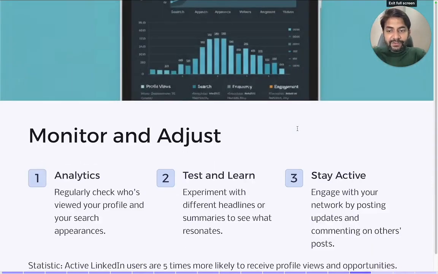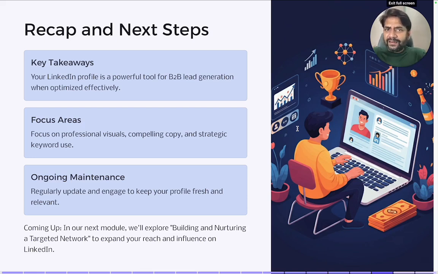Analytics: regularly check who has viewed your profile and your search appearances. Experiment with different headlines or summaries to see what resonates best. Stay active, engage with your network by posting updates and commenting on other people's posts. So engage the way you want to be engaged. The idea of entire LinkedIn profile optimization, being active, staying connected, getting engagement and receiving inbound inquiries is that you do all of that yourself first. You start engaging, you start posting content, you start reaching out to people. This shows that your LinkedIn profile is very active, and in return, you start getting what you give to the world.